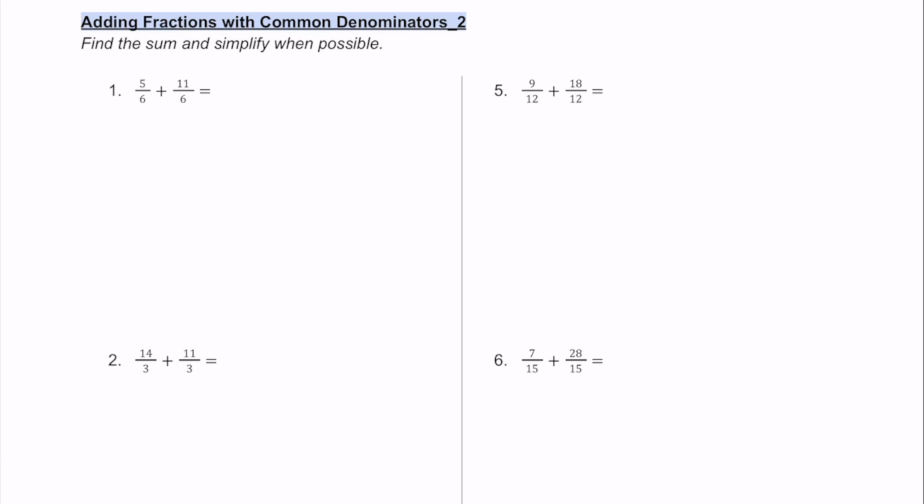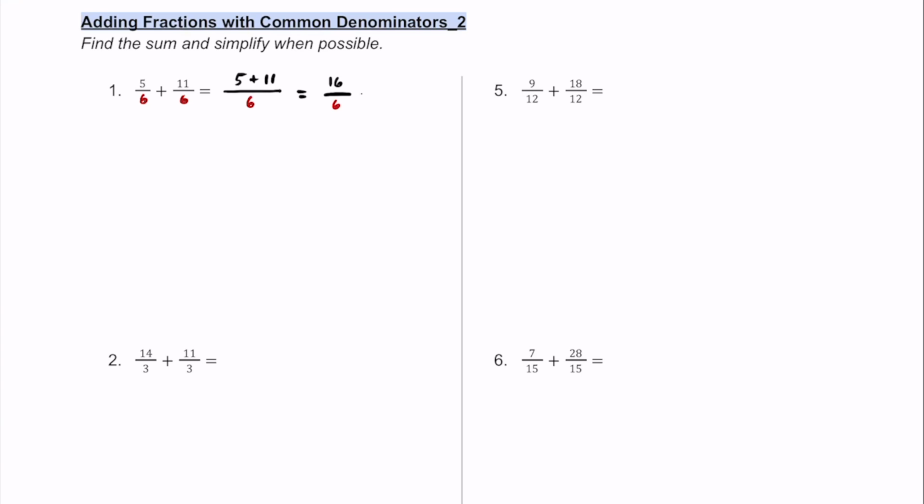Let's get started. All right, so for number 1, we have 5/6 plus 11/6. So right away, we want to notice that we have common denominators of 6 here. So that means we can add these fractions just the way they are. We just write one fraction and put 6 as our common denominator. We have our numerators of 5 and 11, so we're just going to add 5 plus 11 on top. Now 5 plus 11 is going to be 16. So we're going to have 16 over that 6, which was that common denominator that we liked so much.